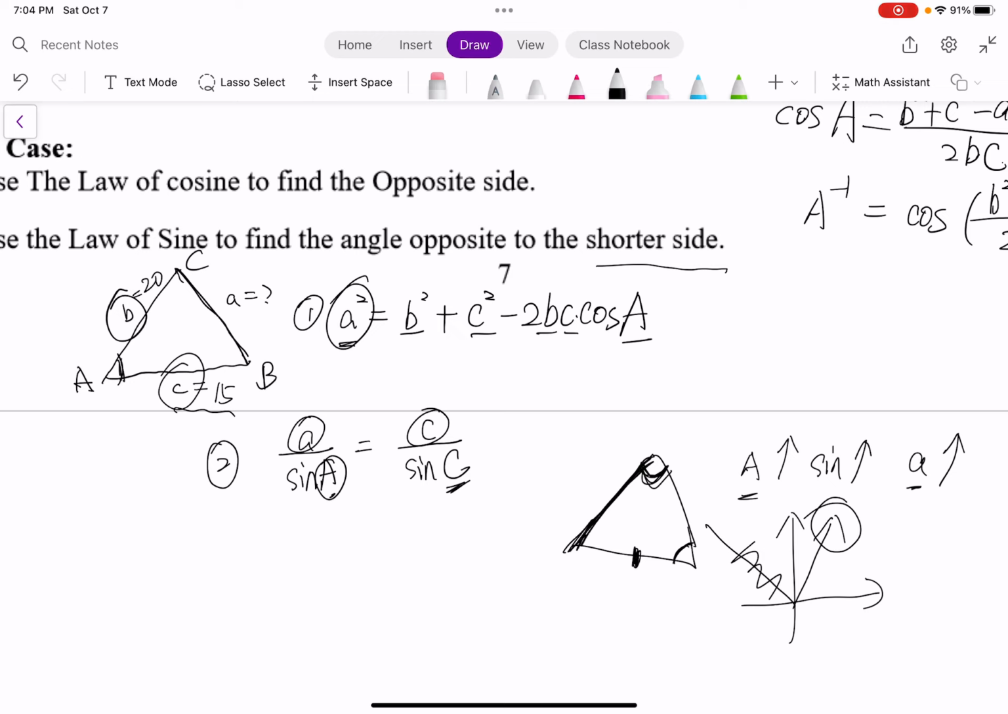So easier. Remember, if you don't understand why, remember that we use the law of sine to find the shorter side, and later we will learn to use the law of cosine to find the longer side. Law of cosine finds the longer side. Law of sine finds the shorter side.